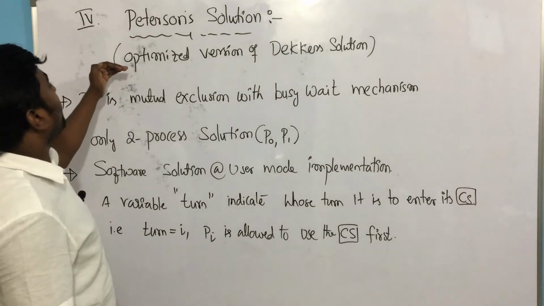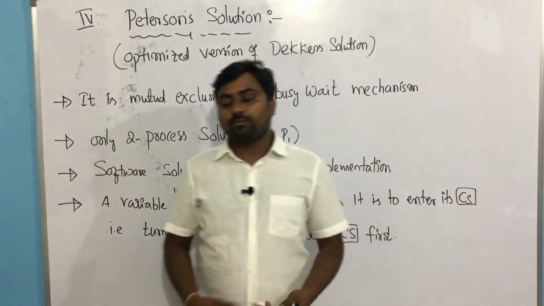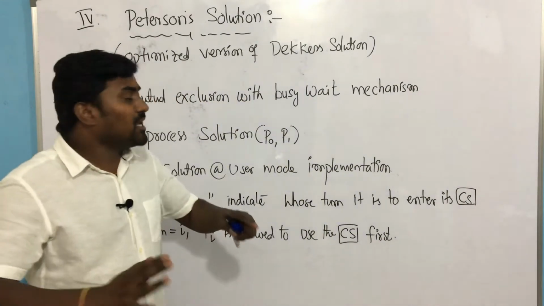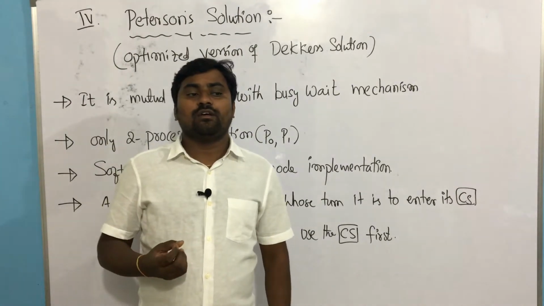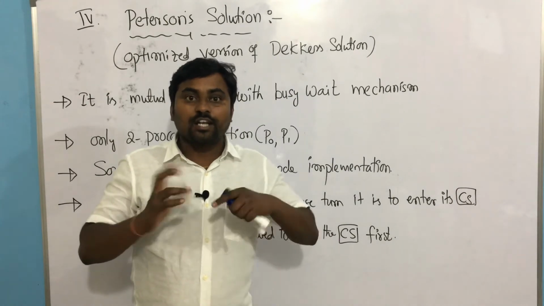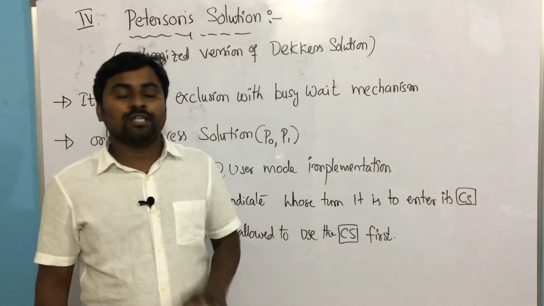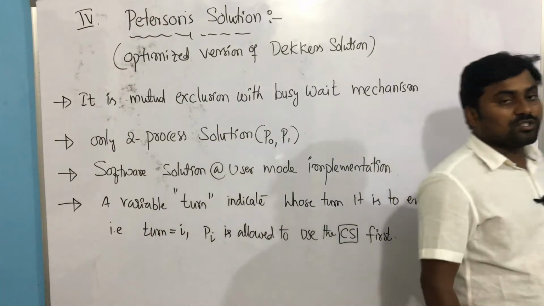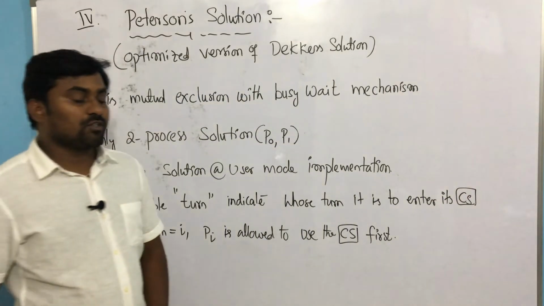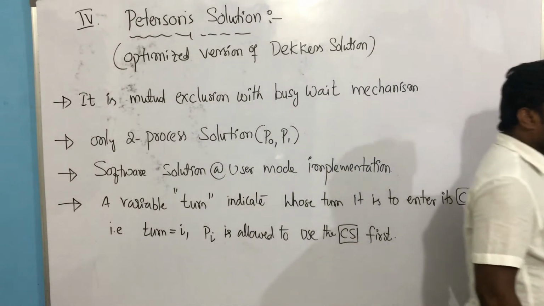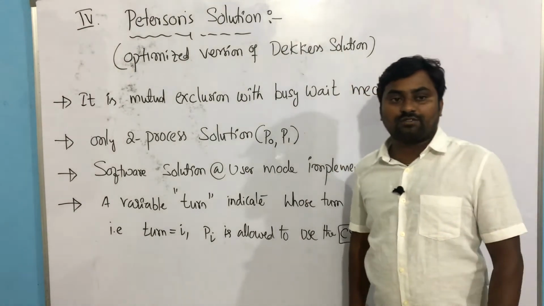It is also known as a modified or optimized version of Dekker's algorithm. There is another algorithm, Dekker's algorithm. It has the same code as Peterson's solution, with little changes. Peterson is just a slightly modified version of Dekker's algorithm. Peterson's and Dekker's algorithms both satisfy our requirements. The requirements are: mutual exclusion, progression, and bounded waiting.